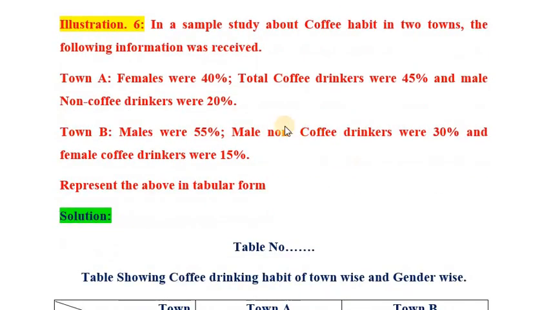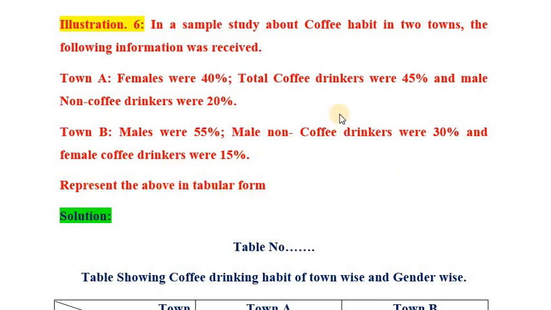Coming to the next problem, I'll read it out first. In a sample study about coffee habit in 2 towns, the following information was received. Town A: female were 40%, total coffee drinkers were 45% and male non-coffee drinkers were 20%. And in town B: male were 55%, male non-coffee drinkers were 30% and female coffee drinkers were 15%. Represent the above in tabular form.